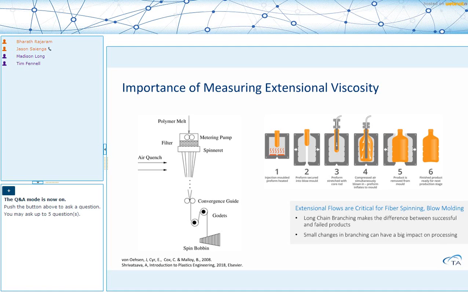Branched materials are often processed in different ways. And extensional flows are critical to understanding this type of behavior, especially if you're dealing with fiber spinning or blow molding. In these types of applications, a small difference in the long chain branching can make all the difference between a successful or a failed batch because it can have an outsized impact on the processing.